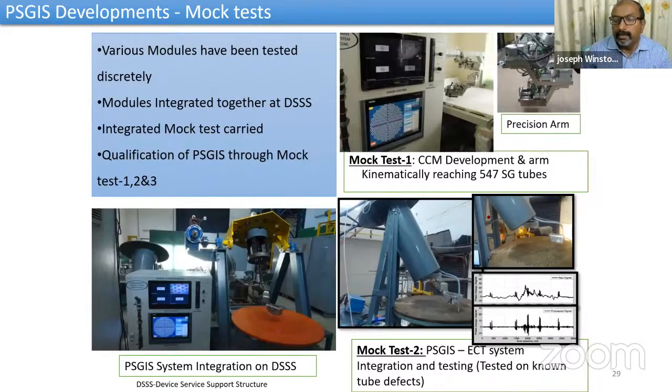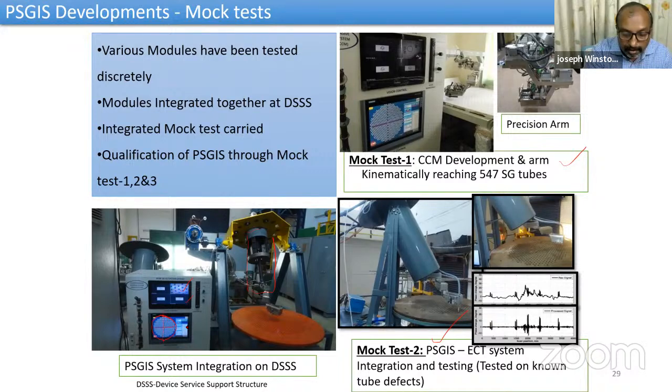So what I would like to emphasize here is, first, the mock test, where all these algorithms are put on a test bench and everything is qualified, so that it is completely foolproof. Second, in an integrated test, where the ECT system is also integrated, it is tested in this dummy tube sheet. Then the actual service support structure, the shroud tube, is taken. Actually, there is a shroud tube which will protect the robotic arm. And this is a control panel on which the camera images come. And this is an HMI screen, where a simulated tube sheet comes.